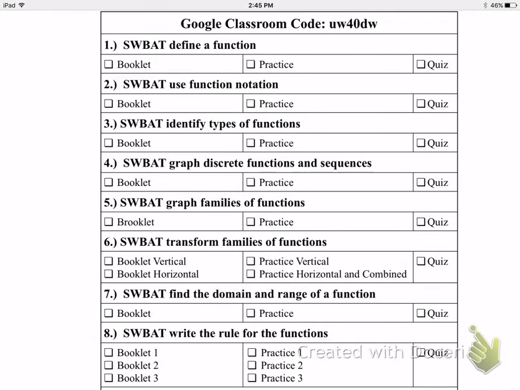Hello, welcome back, class. Today we're going to be talking about function notation. Now, you already should have completed the booklet and the practice for defining a function, so we should all know what functions are. Now we want to learn how to read and write functions.